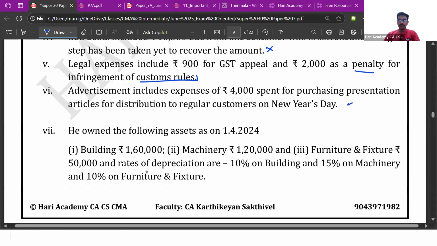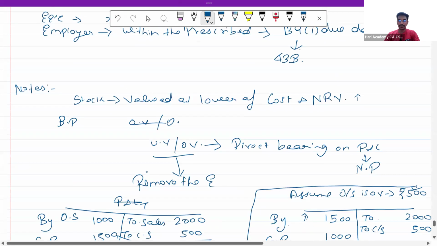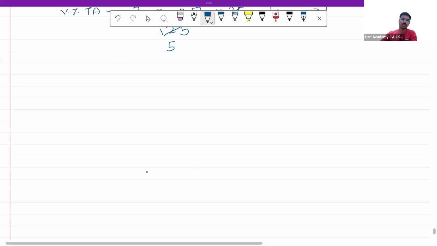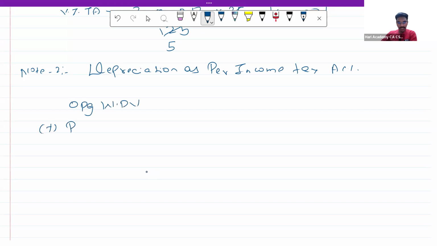Next point: he owned the following assets as on 1/4/2024. So now we have to compute depreciation as per the Income Tax Act. Note number 2, computation of depreciation as per the Income Tax Act. You already know our method for computing depreciation will be opening WDV plus purchases made during the year minus sale value, that is, monies payable.